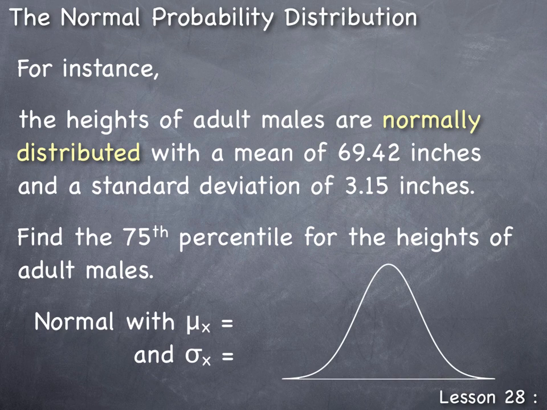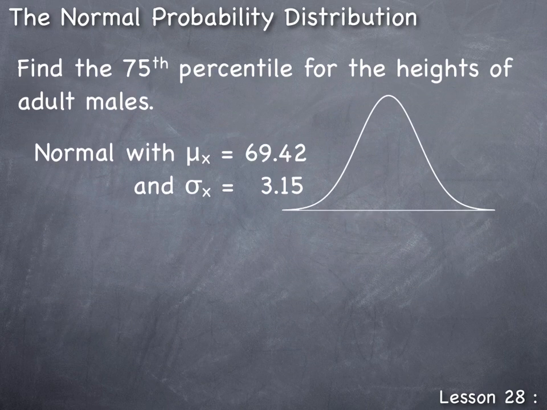Well, here, mu sub x, the mean, is given to us. The mean is 69.42 inches. Thus, mu sub x equals 69.42. We're also given the standard deviation. The standard deviation was 3.15 inches. Thus, sigma sub x equals 3.15. Now, we could find the 75th percentile.